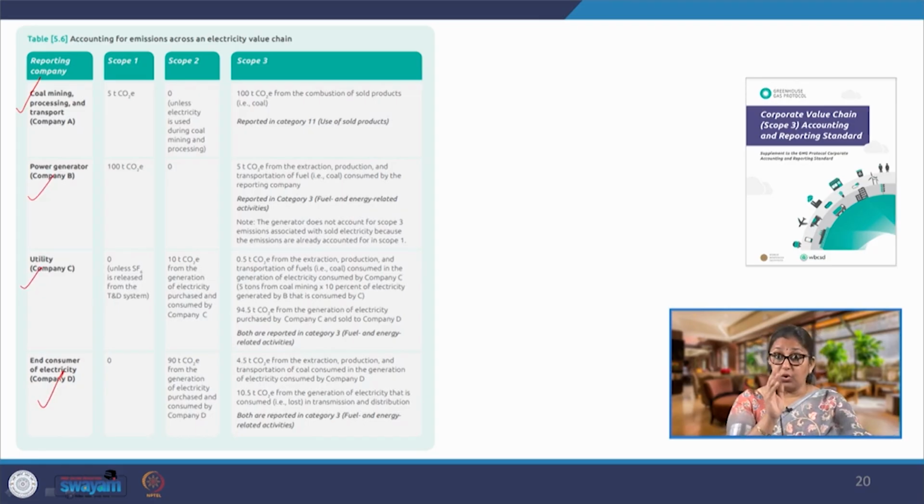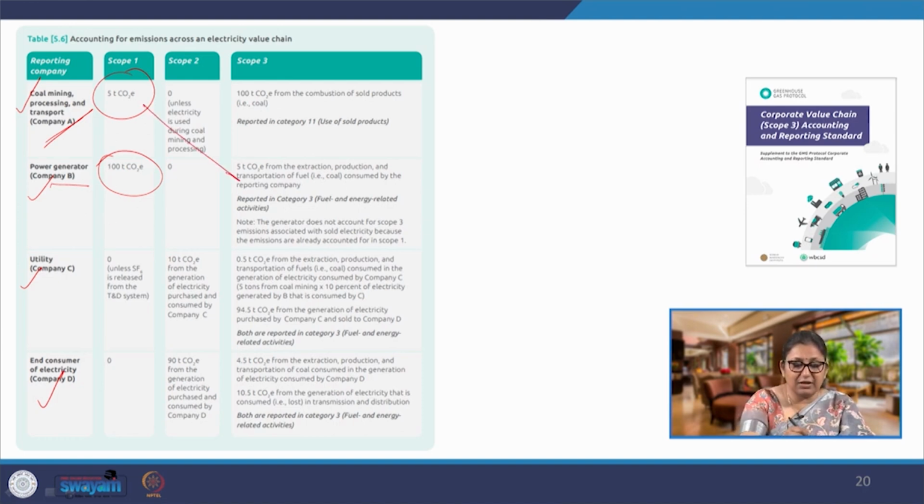Now, if we look at the coal mining process, whatever 5 tons of carbon dioxide equivalent is generated will be scope 1 for the coal mining, processing and transportation company, because it is directly getting those emissions, while for others this will become scope 2 emissions. For the power generator company, company B, which is generating power in a thermal power plant, the 100 tons of carbon dioxide that is going to be released is actually scope 1, and for them the 5 ton will become scope 3, because it is the upstream activity that is going to happen.